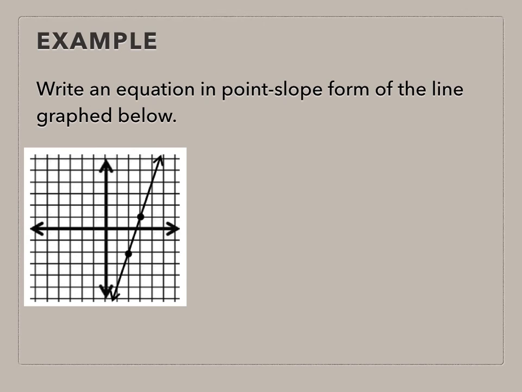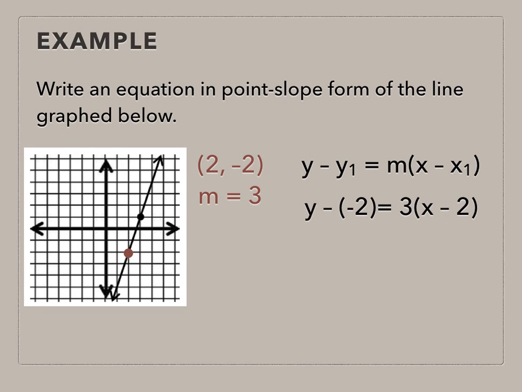Okay, so another example, write an equation in point-slope form of the line graphed below. So here is the graph of the line. Let's identify the point that we want to use, 2, -2. Now use rise over run to get the slope. The slope is 3. And I have everything I need to write the equation of this line in point-slope form. So my x1 is 2, my y1 is negative 2. So let's write down y plus 2 equals 3 times the quantity x minus 2. That is the equation of this line that's shown.